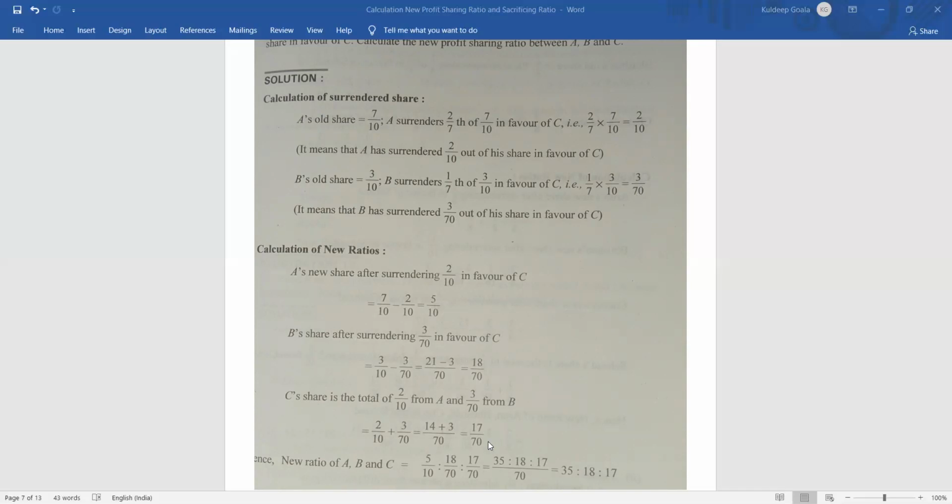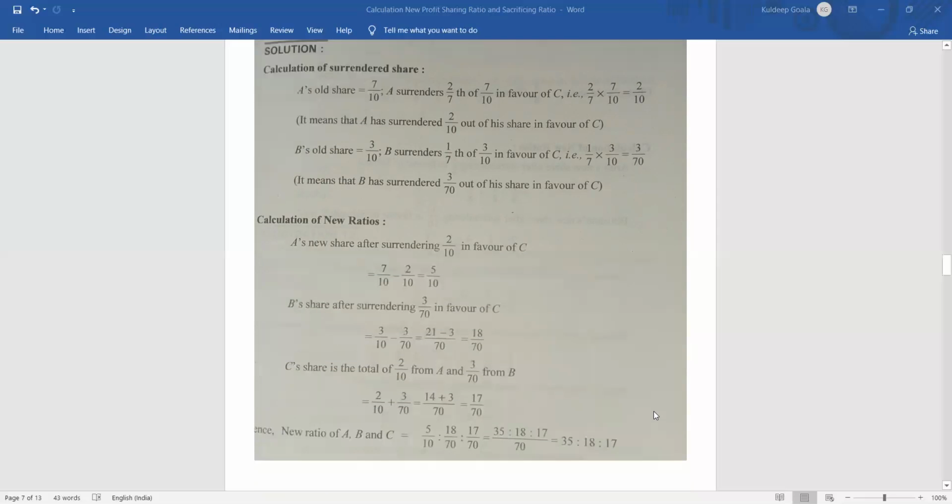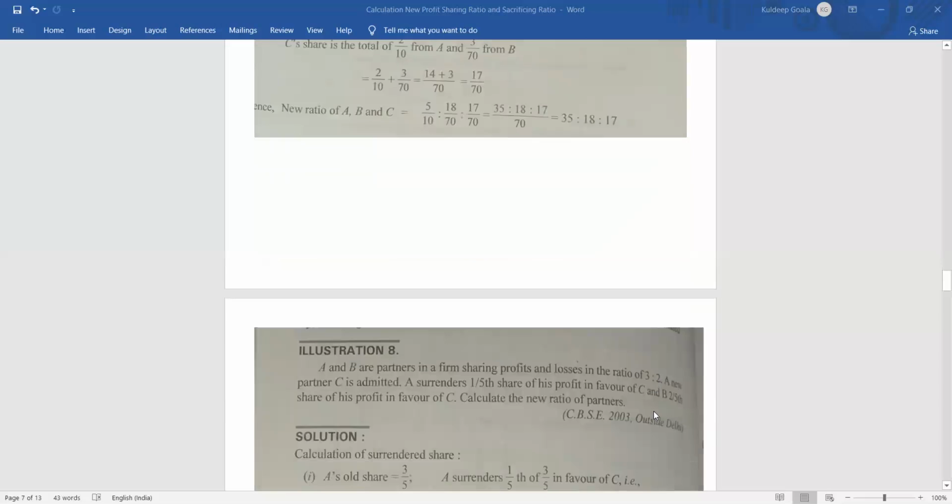Okay, now since we can see that B is also having 70 here in the denominator, C is also having 70, so we'll make A also as 70, this denominator. How will you make it? Multiply by 7, it will be 70. So this will also be multiplied by 7. So it will be 35. So the ratio will be 35:18:17, the new ratio, right? And the sacrificing ratio was how much? 14:3. Clear? Now moving to the next question.